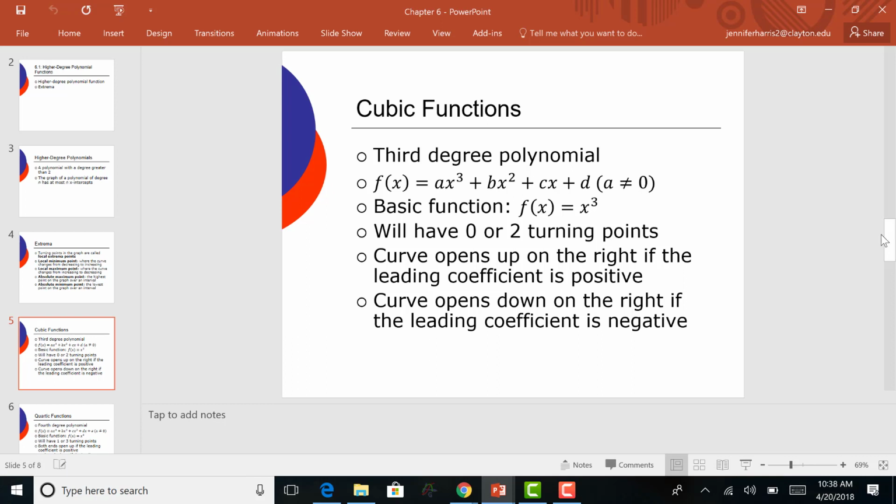Okay, here is the next one. Any questions about the cubic functions? That's all you need to know about cubic functions. How many turning points? Do they open up and down? On what side? Maxes and mins. Questions?